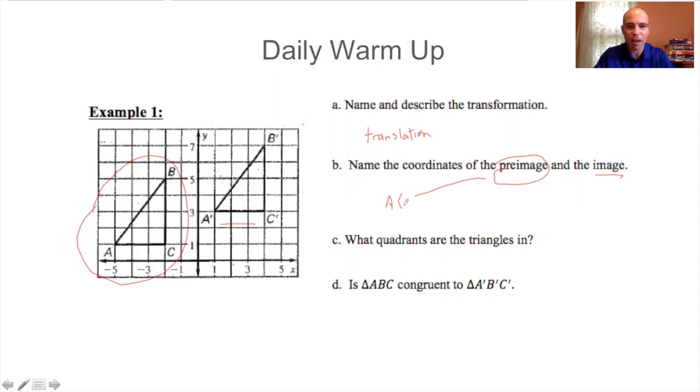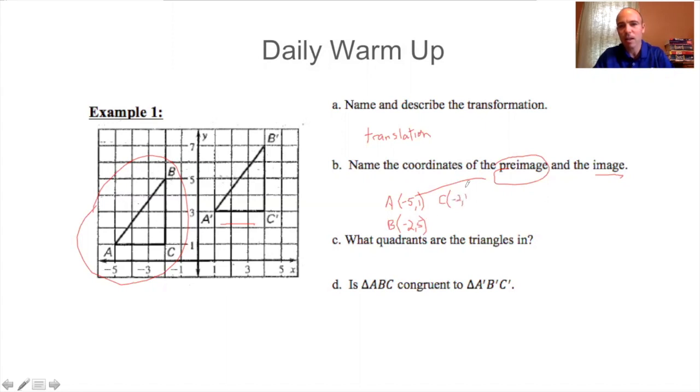So for the pre-image, A is, what do we got? -5, 1. B looks to be -2, 5. And then C looks to be -2, 1.